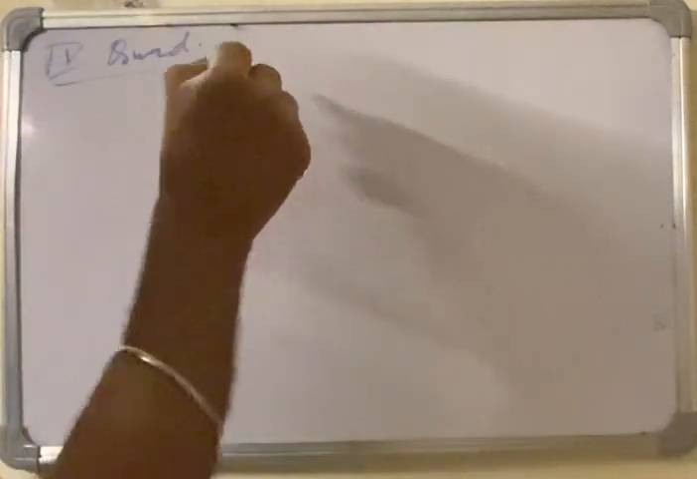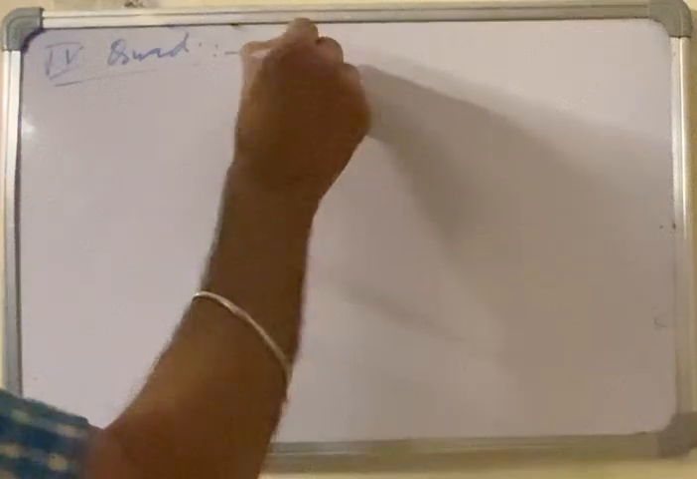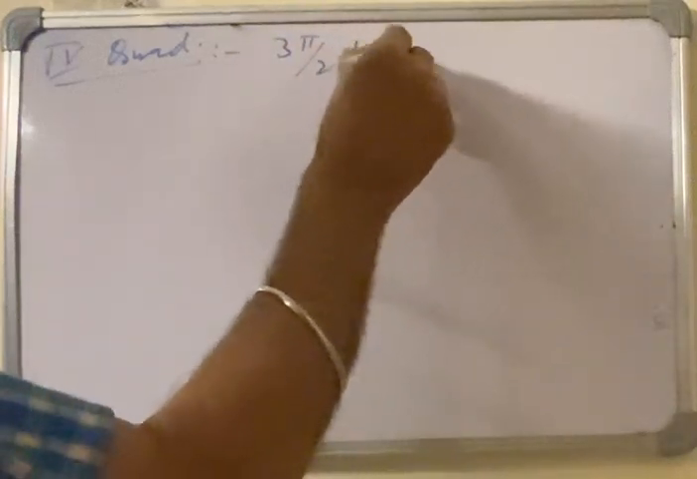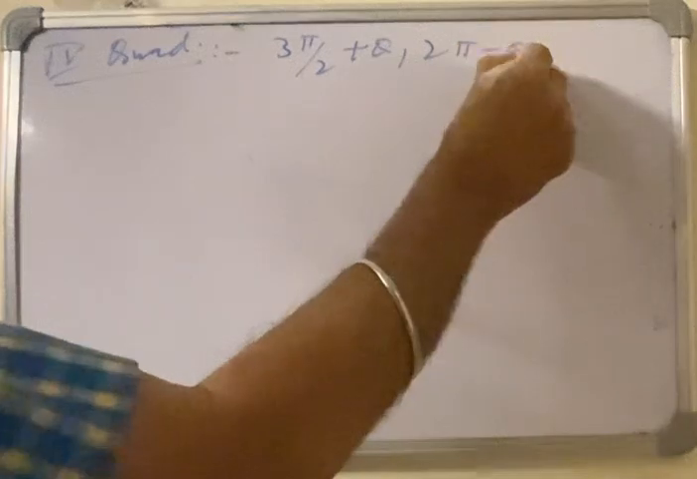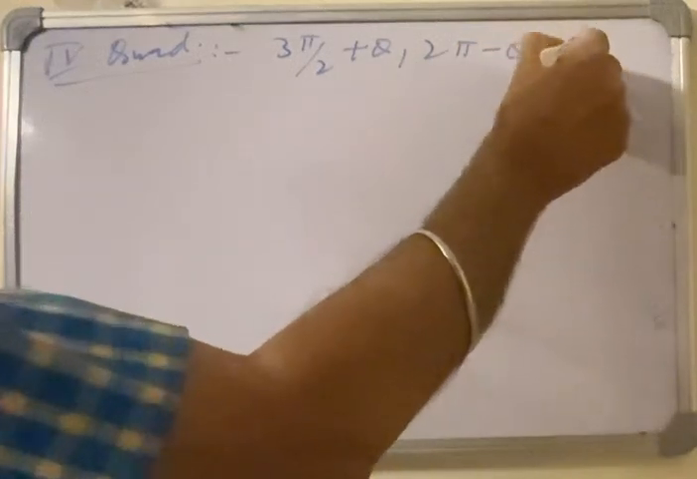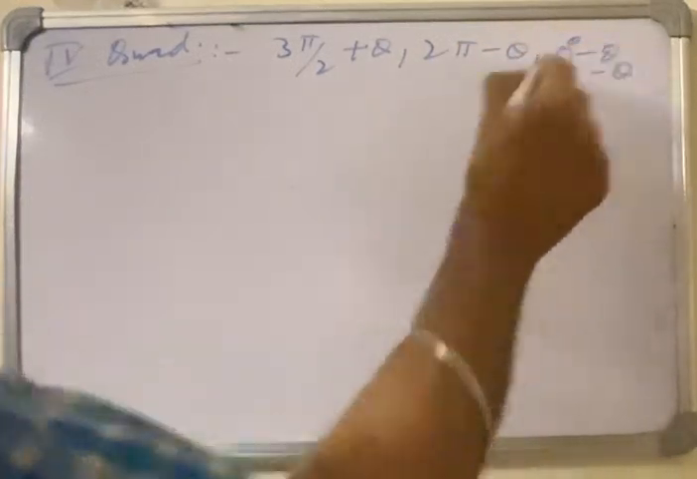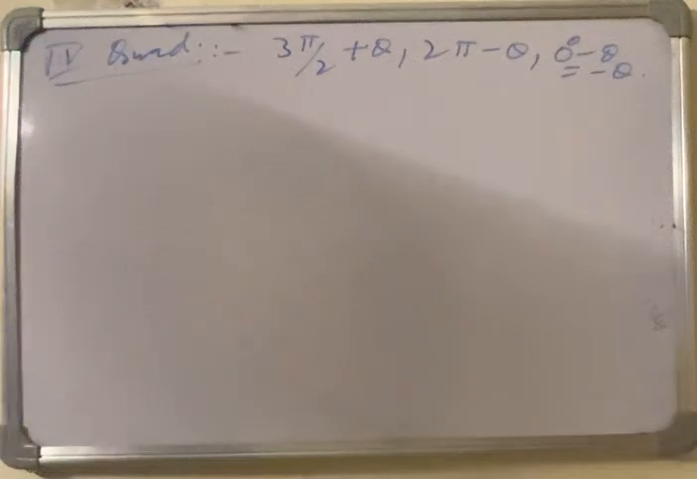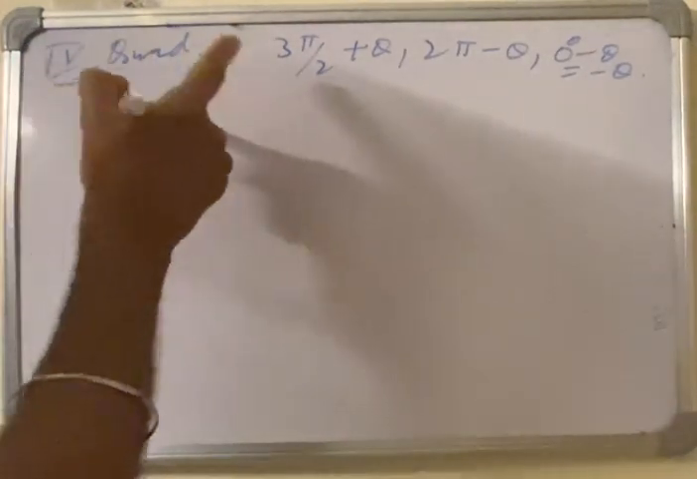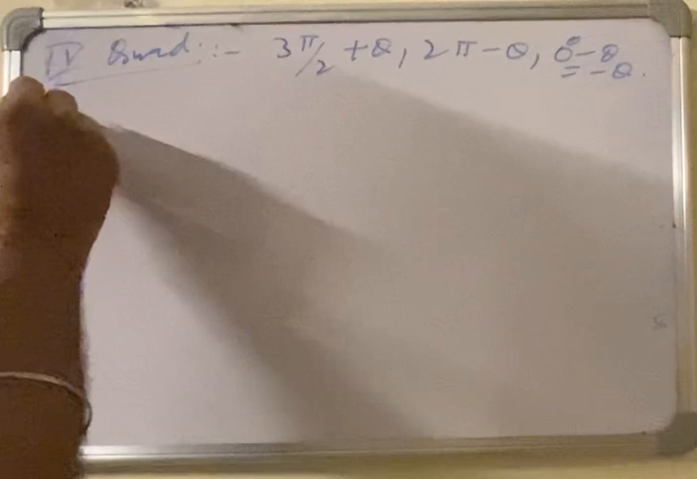Then we take fourth quadrant. Angles are 3 pi by 2 plus theta, 2 pi minus theta, and 0 degree minus theta, that is minus theta. We shall take these three angles. First is 3 pi by 2 plus theta.